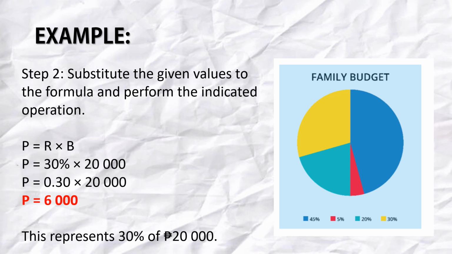The rate given for education is 30%. So we need to multiply 30% by 20,000. But before that, you need to convert 30% to decimal form. So it will become 0.30 times 20,000. We now have 6,000 pesos. So this represents 30% of 20,000.